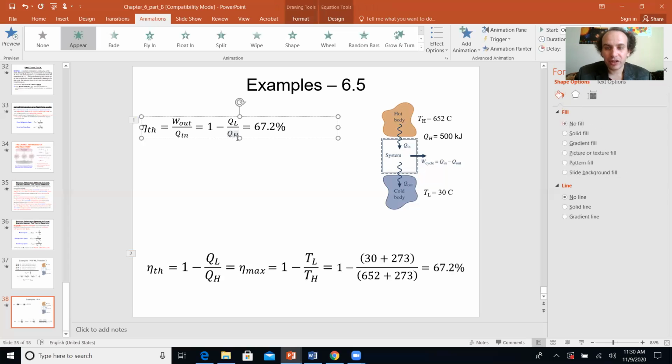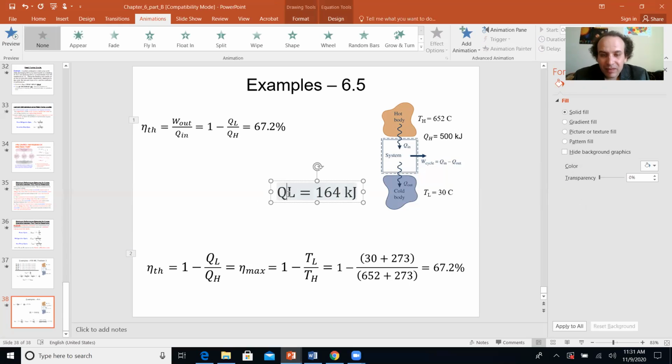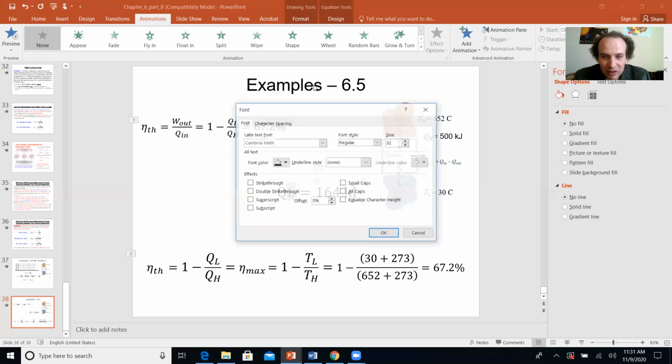So do I know QH? Will I be able to calculate QL from here? Yes. And you will get that QL will be something like 142, 164, I'm sorry, 164 kilojoules. Do you understand this? Do you understand why? Yes, that is what is most important.